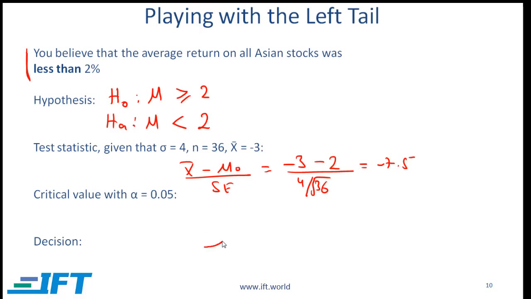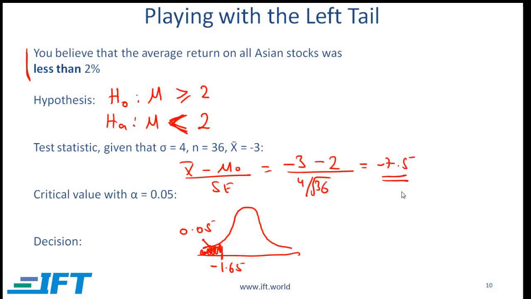The critical value with alpha equal to 0.05. Now, if you draw your distribution, remember, which tail will you play with? The alternate hypothesis has the less than sign. That means you have to play with the left tail. The critical value now is minus 1.65, because if this region is 0.05, or that's the area or the probability, then the corresponding z value is minus 1.65. That is the critical value or the rejection point.